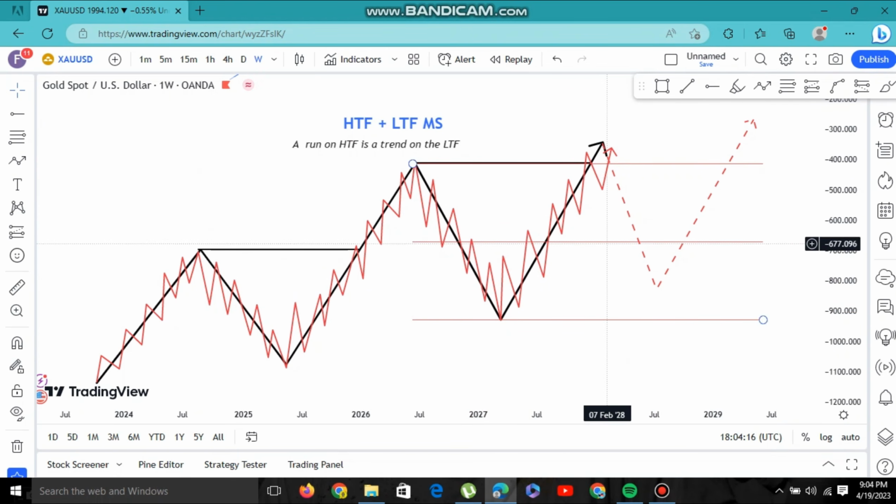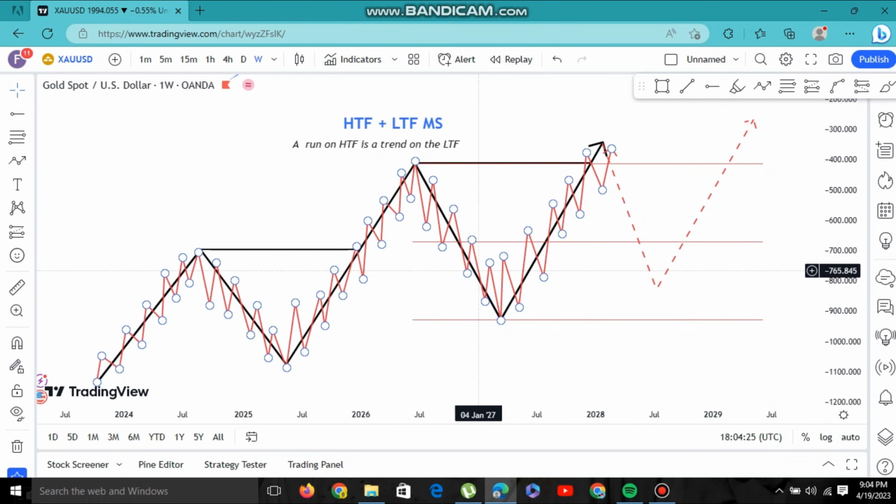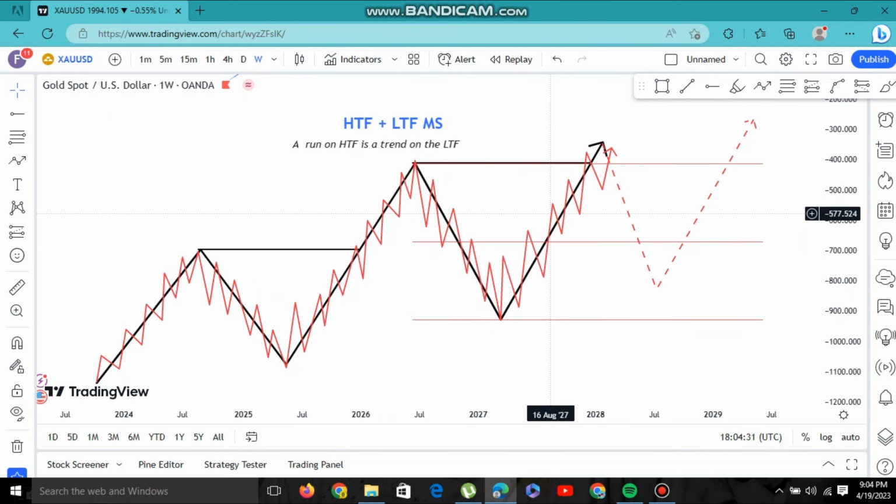So this is how I'm looking to get the next move. But as I told you, I don't trade on the higher time frame, and right now we are looking at the higher time frame. I normally take my trades on the lower time frame, which is this inside red line. Okay, so we are just anticipating the higher time frame moves.